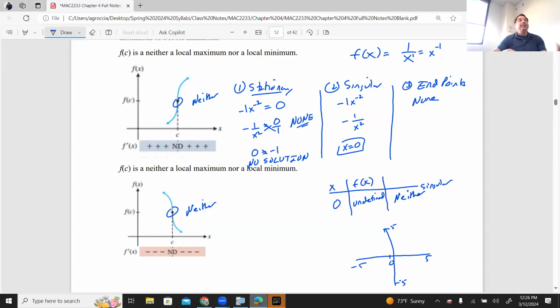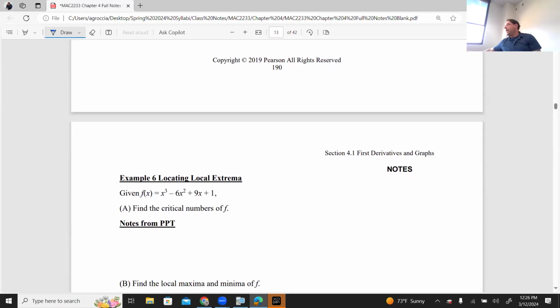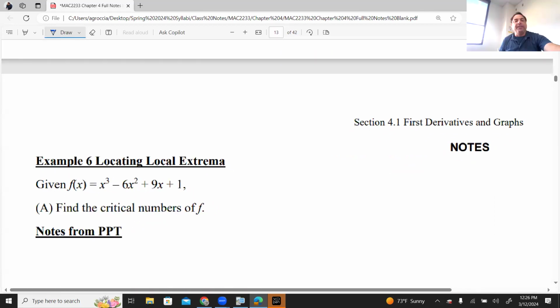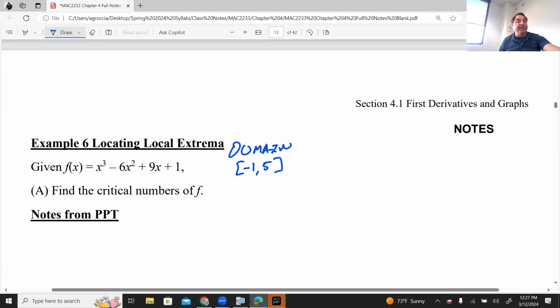Okay? Speaking of examples, this was a little bit more on the weird side. Let's do one a little bit more conventional. So I'm going to give you a function. And for the first time, I'm going to give you a domain. So the domain for this one is from -1 to 5, which means the graph must begin at -1 and the graph ceases to exist at 5. Okay, so that also helps me a little bit when I go to graph.